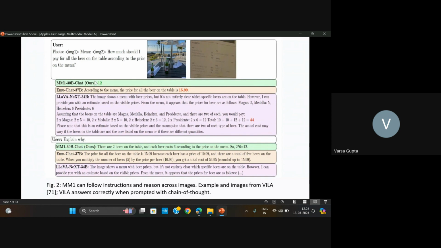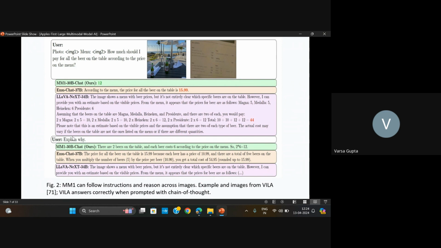Based on the user query, MM1 gives the response as 12, whereas other models gave different answers. MiniGPT is also a generative multi-modal model, and LLaVA is also a multi-modal model.